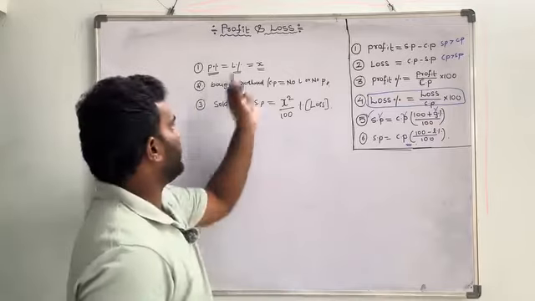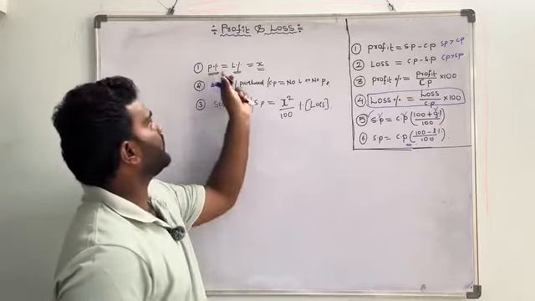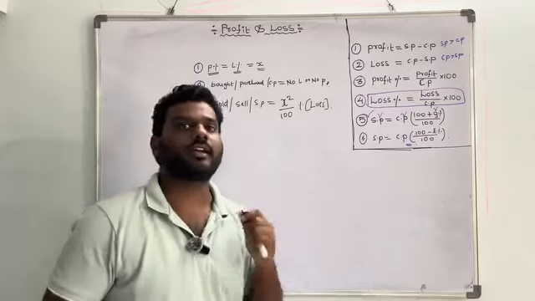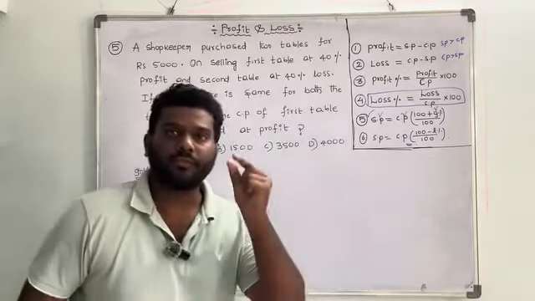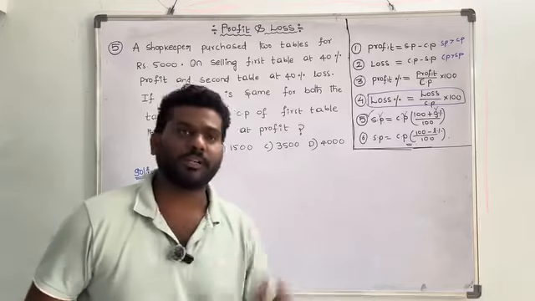Okay, for cost price, for selling price, when profit and loss percentage are equal given in the question. Okay, let's discuss the fifth question. Let's solve the fifth question. Very important and most repeated question.